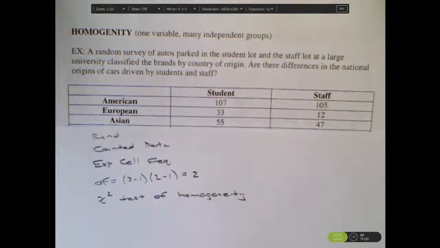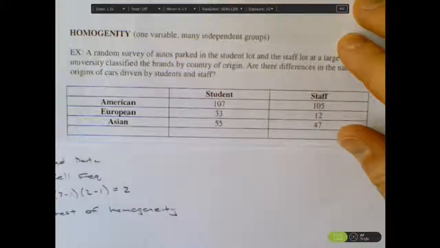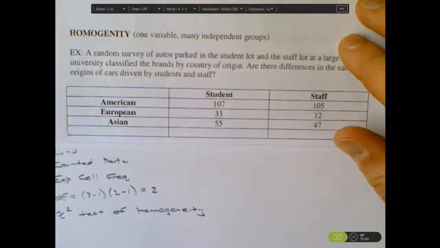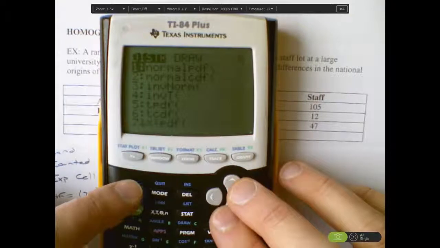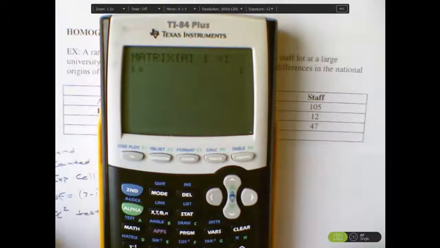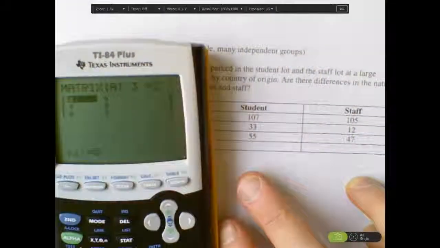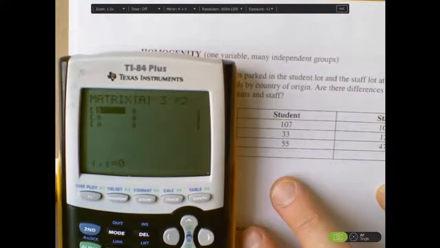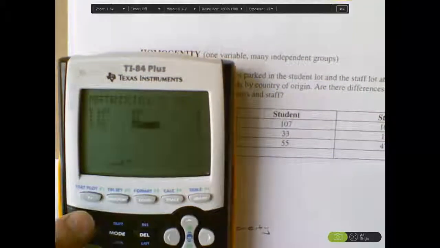Okay, that would be in your closing statement. Looking at the mechanics of this is where you're going to end up using the matrix in your calculator. So going to the calculator, going to second matrix, we're going to edit matrix A. It's rows by columns, so I have 3 rows, I have 2 columns, and I'm going to input this data here that I have. So for students, 107, staff 105, 33, 12, 55, and 47.